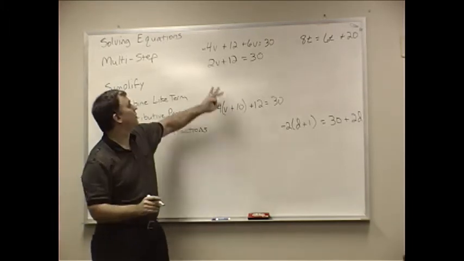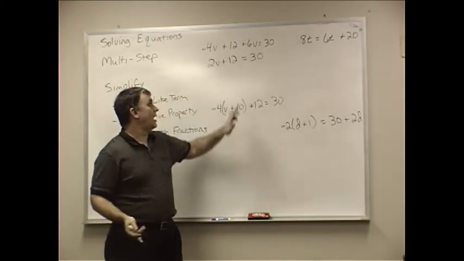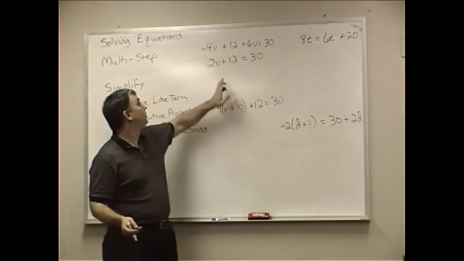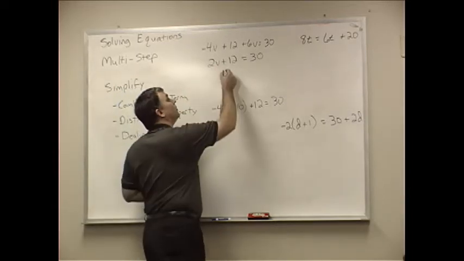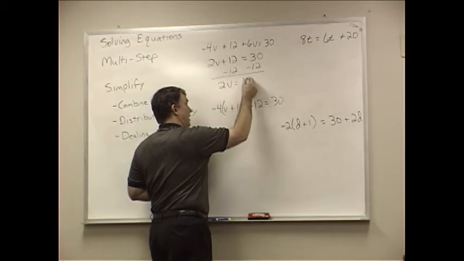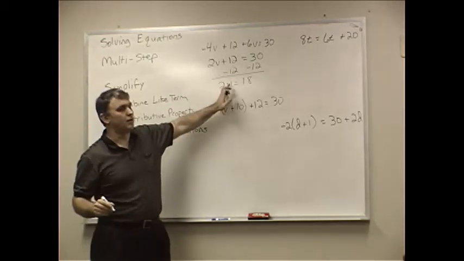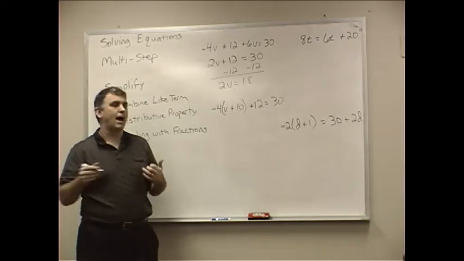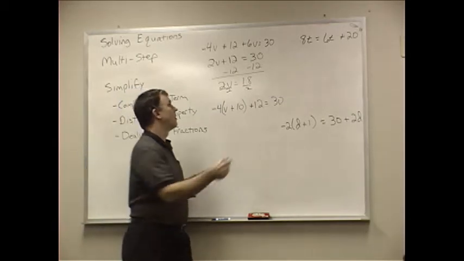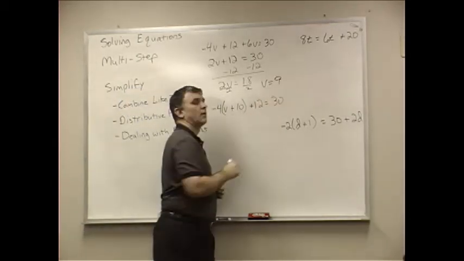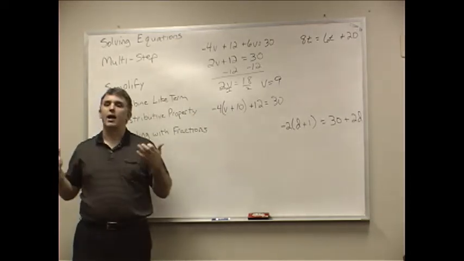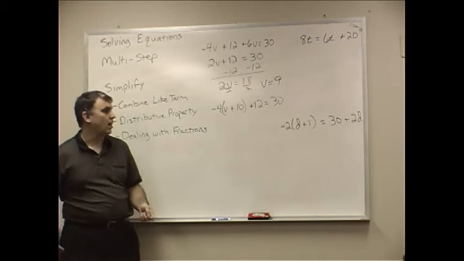And what you'll notice is that after you do a bunch of simplifying, eventually it looks like the two-step equations that you already know how to solve. How do you get rid of plus 12? Minus 12 to both sides, 2v equals 18. How do you get rid of the 2 in front of the variable? The opposite of multiplying is dividing. Divide both sides by 2, and v ends up equaling 9. So just take a look at it. You're just going to have to look at different situations and figure it out.